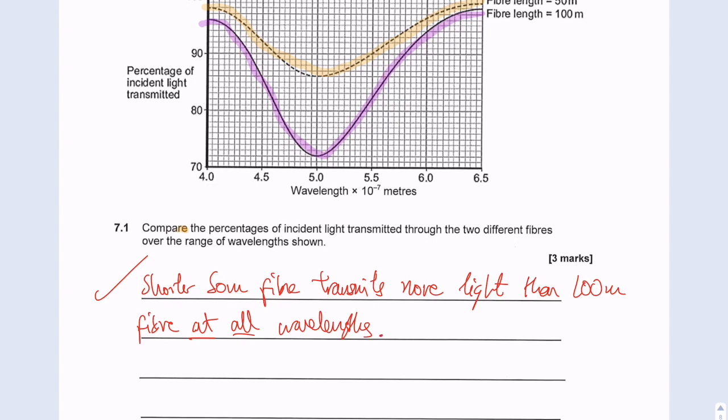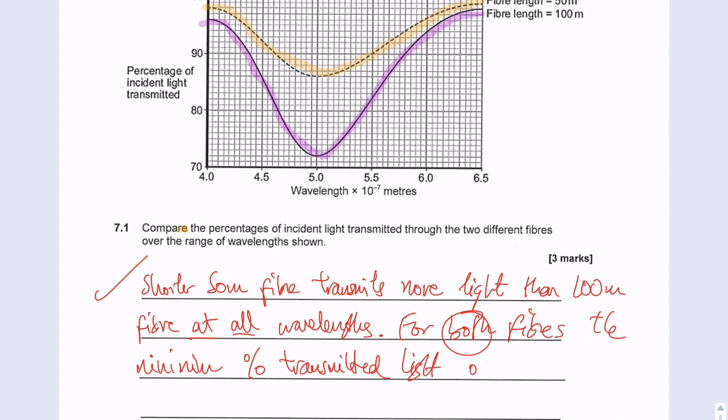The second mark, for both fibers, the minimum percentage transmitted light occurs at 5, but it's not 5 on its own, it's 5 times 10 to the minus 7 meters. So you can just put 5 times 10 to the minus 7 meters. That is the second mark.